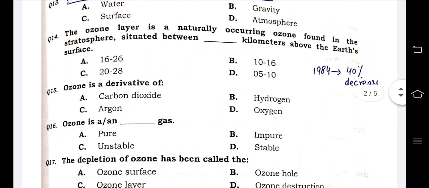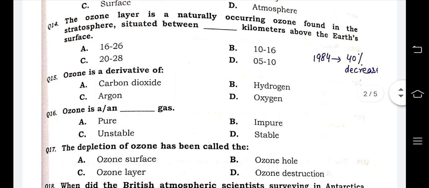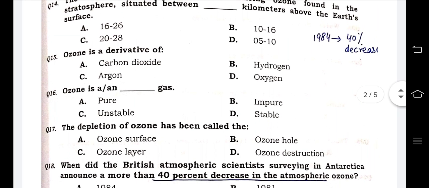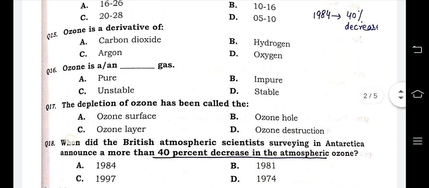Option D. Ozone is a dash gas: option A pure, option B impure, option C unstable, option D stable. Ozone is basically an unstable gas, O3. Option C. The depletion of ozone has been called the: option A ozone surface, option B ozone hole, option C ozone layer, option D ozone destruction. So the depletion of ozone has been called the ozone hole.